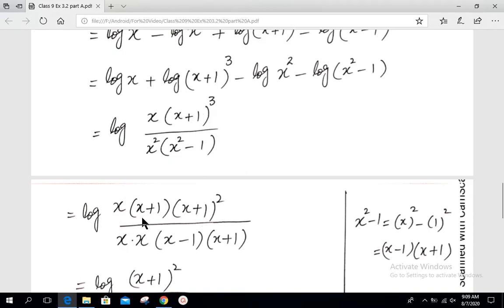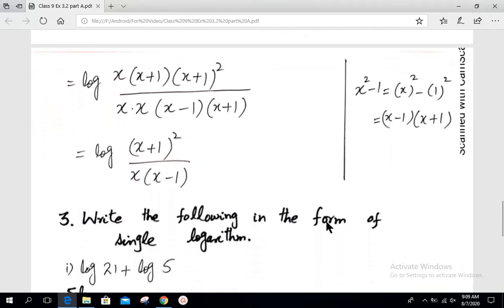Next, making some simplification, denominator as well as numerator, x remains same, x plus 1 whole power 3, we can break it as x plus 1 into x plus 1 whole power 2, whole over x square, which can be written as x multiplied by x, whereas the next one, x square minus 1, by using the formula a square minus b square becomes a minus b into a plus b. X plus 1 will get cancelled with x plus 1, and we will reach at log of x plus 1 whole square over x into x minus 1. 1x and 1x will also cancel, x plus 1 also cancel. We move to the next question.